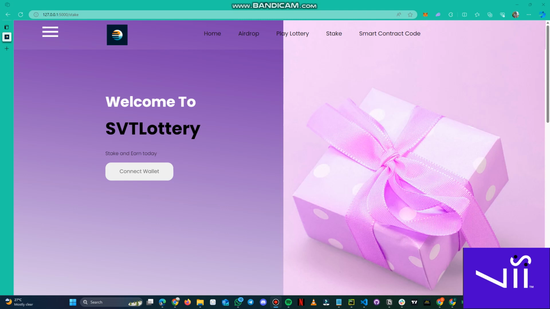Okay, so we are going to be talking about how you can actually make money from the SVT lottery smart contract and the decentralized application. All right, so the best way to do that is by using the stake feature.